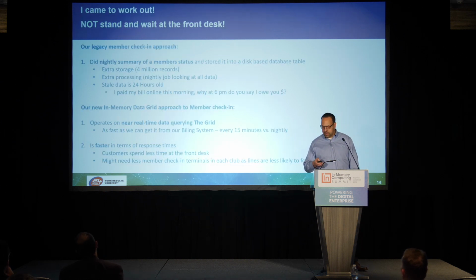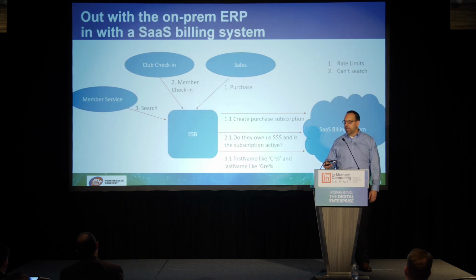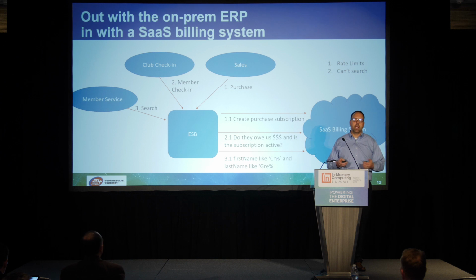Another use case where this has worked out well for us: all the data is now in the grid, and that includes how much they owe us and those kinds of things. So if we look at our member check-in app, or our club check-in app, the way we did it in the past was basically running through all 4 million members, figuring out if they owed us money every single night, so that tomorrow our check-in app could tell the front desk people, hey, please collect money. So it's not real time. It's kind of like the other use case, and we never solved for that.